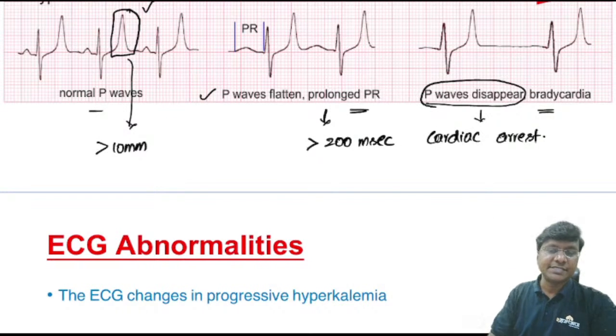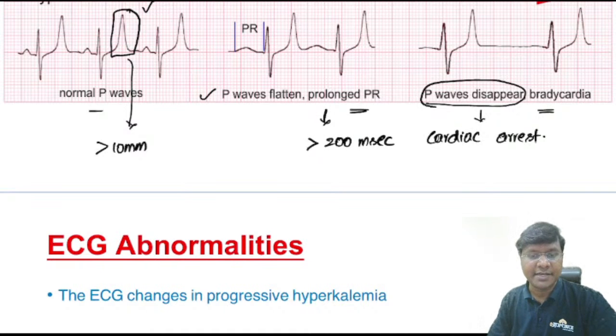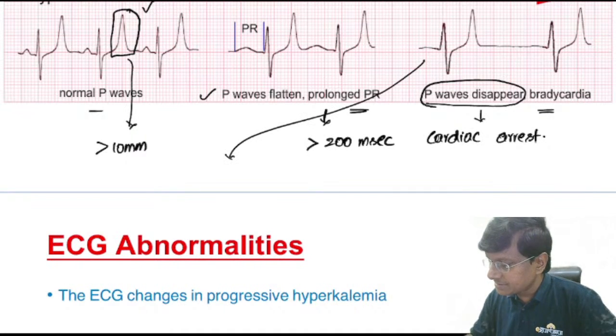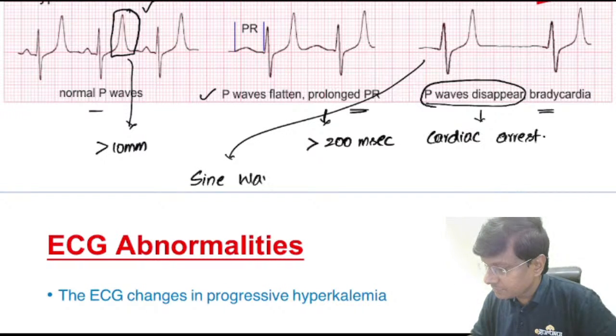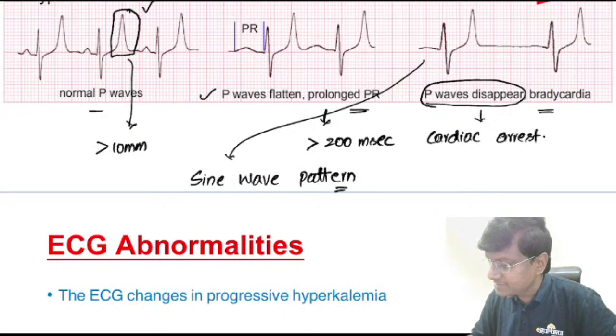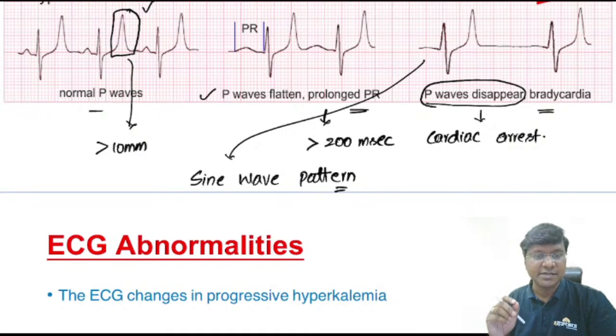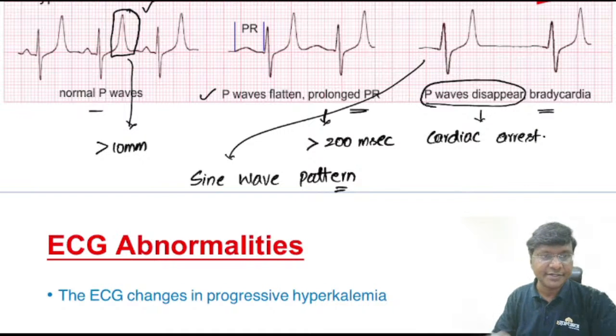Followed by that, the other ECG changes are prolonged PR interval, and then the P wave will become flattened. At one point of time, the P wave disappears and there will be bradycardia. So this particular pattern we call the sine wave pattern. Please remember, the sine wave pattern is very much classical in patients with the hyperkalemia, right?